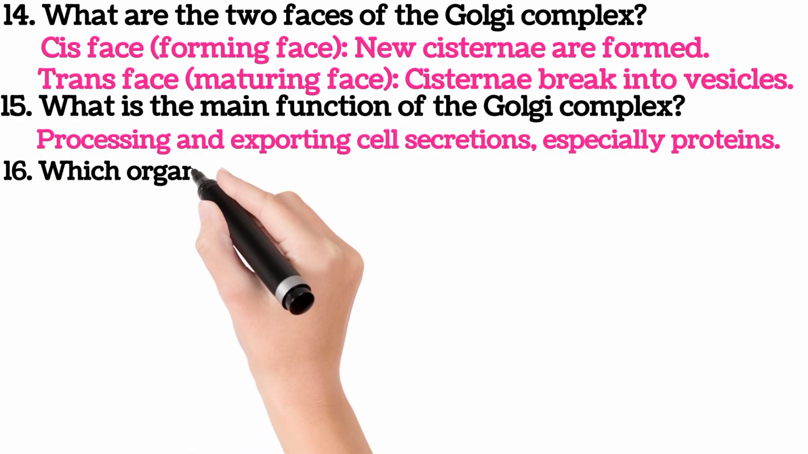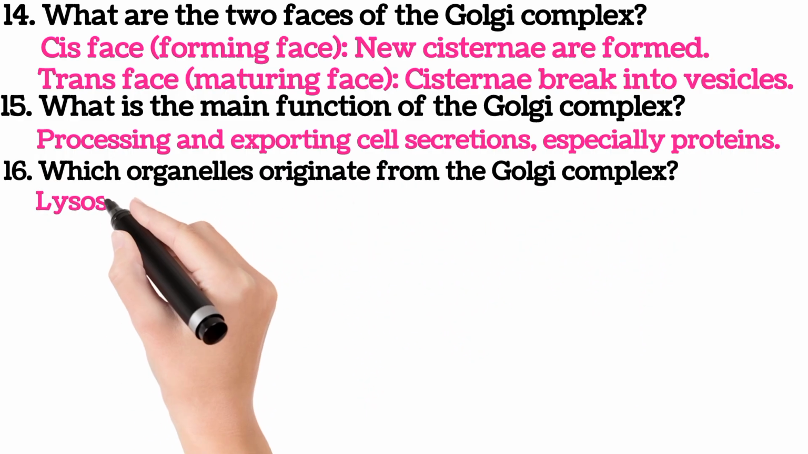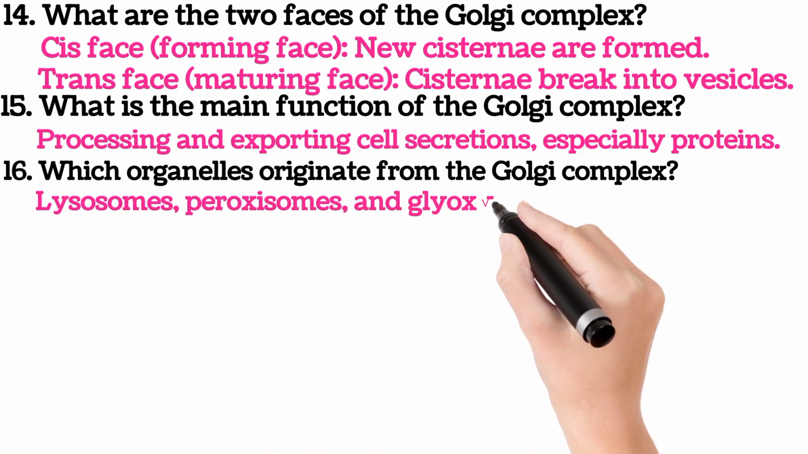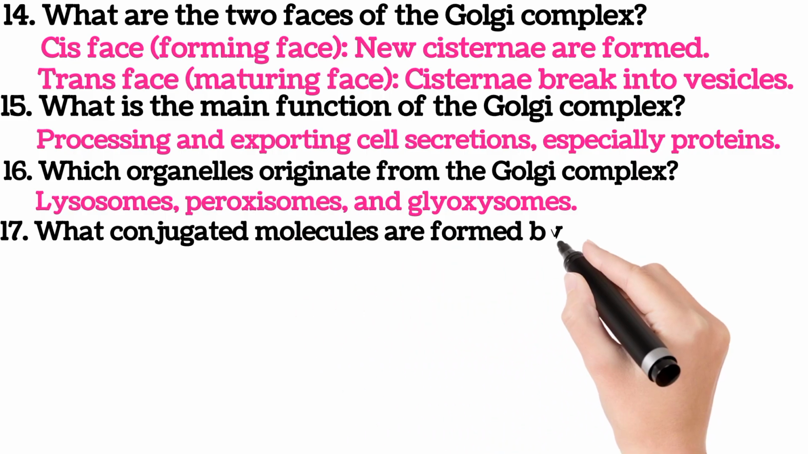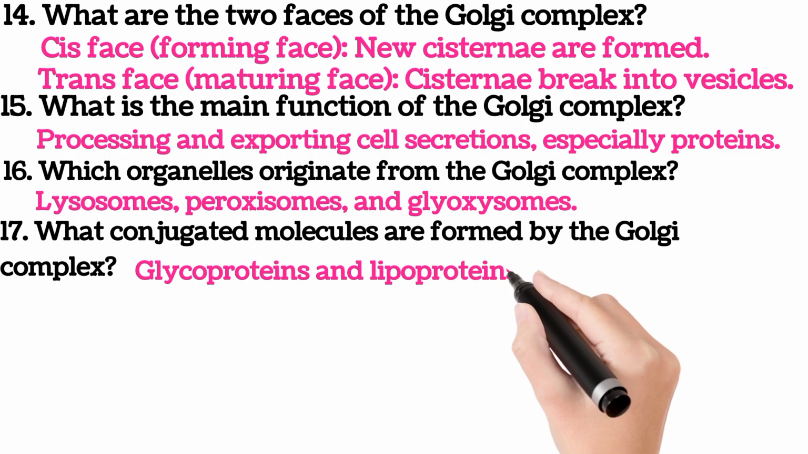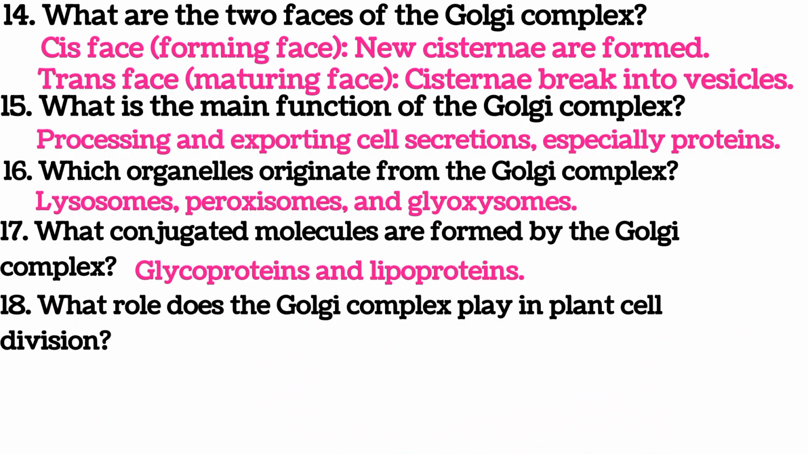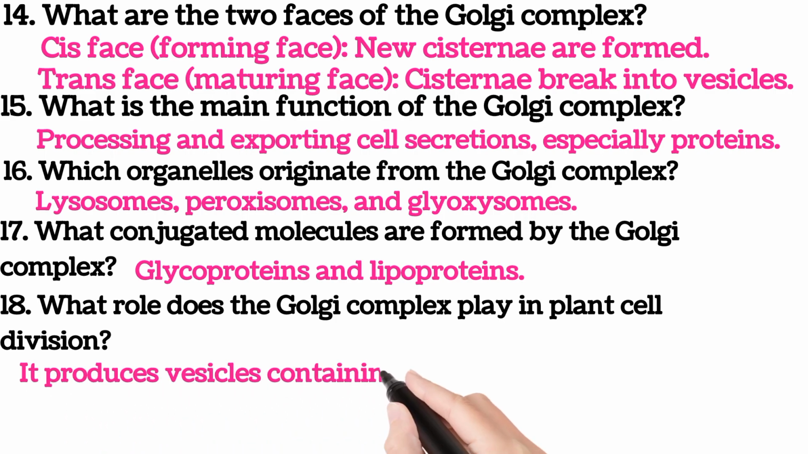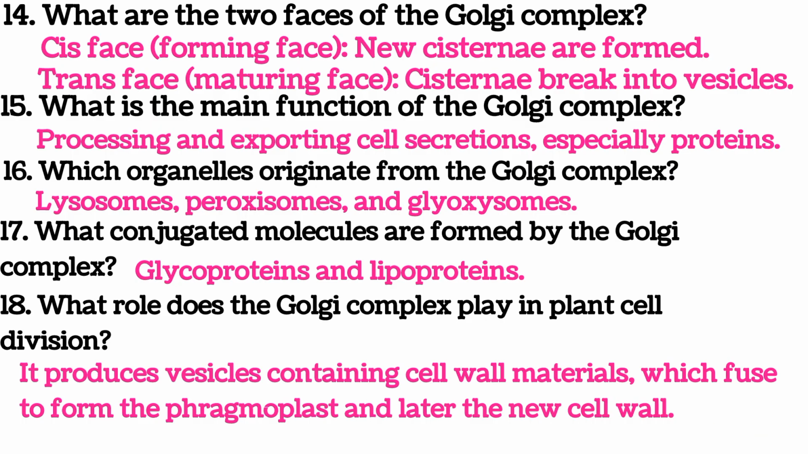Which organelles originate from the Golgi complex? Lysosomes, peroxisomes, and glyoxysomes. What conjugated molecules are formed by the Golgi complex? Glycoproteins and lipoproteins. What role does the Golgi complex play in plant cells? It produces vesicles containing cell wall materials, which fuse to form the phragmoplast and later the new cell wall.